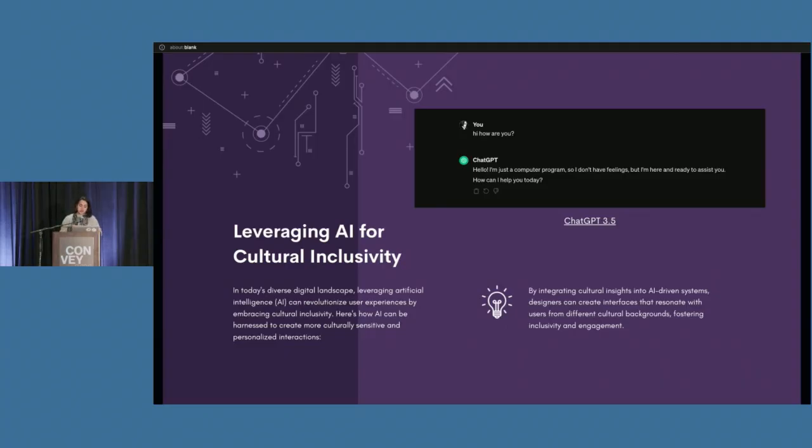In this example, I asked ChatGPT 3.5, hi, how are you? And the response was, hello, I'm just a computer program, so I don't have feelings, but I'm here and ready to assist you. How can I help you today? Well, I love the fact that it does tell me that it doesn't have any emotions. It reminds me that it's just a computer program.